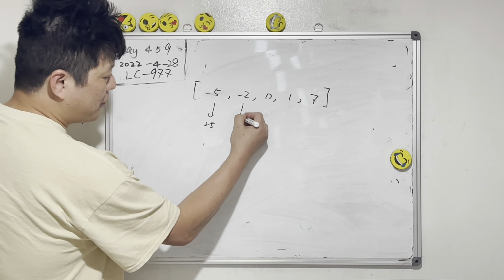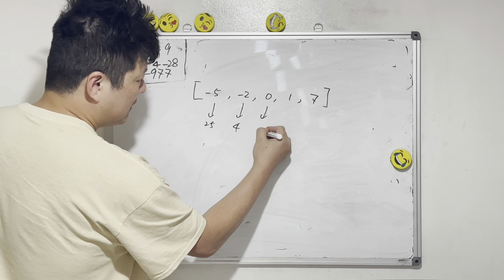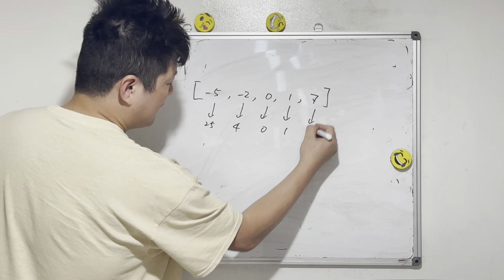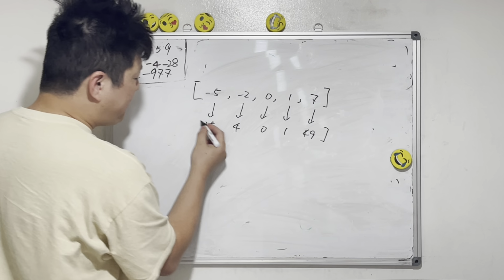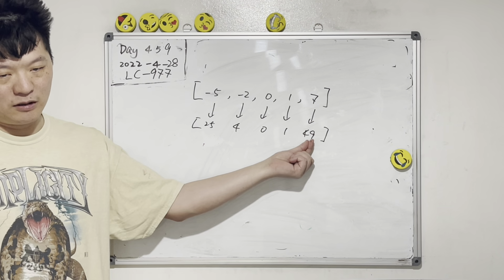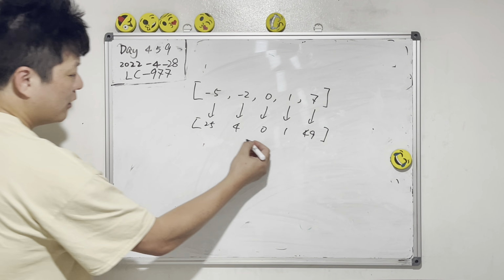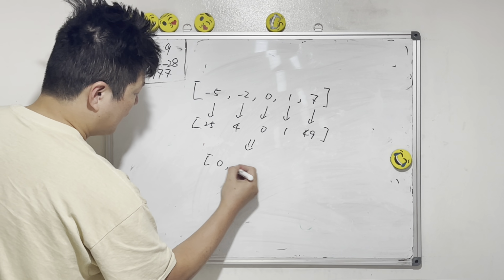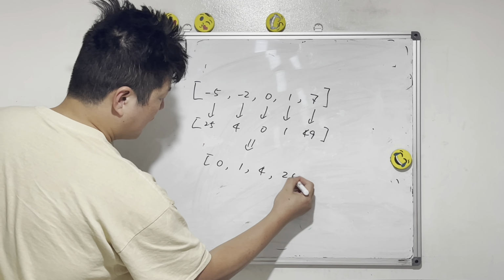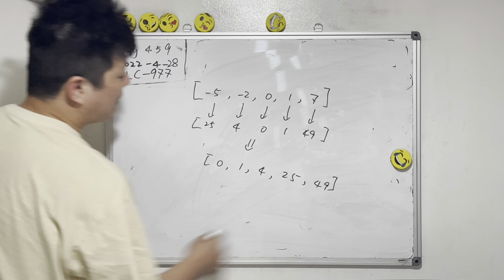25. And this one? 4. This one? 0. 1. 49. We're done. Okay, but we want to return the squares sorted as well: 0, 1, 4, 25, 49. We're done. Okay, so how can we do it?